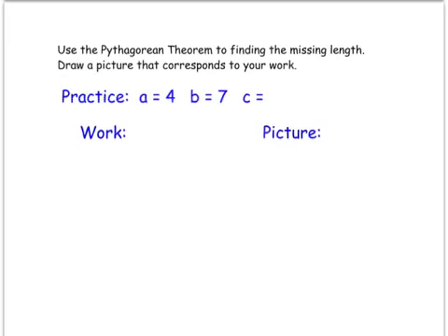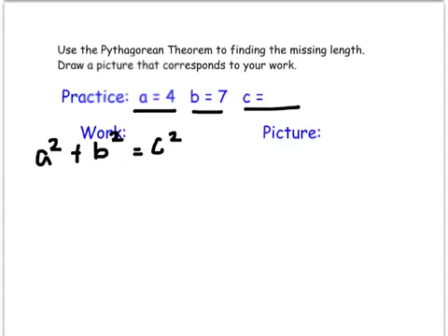Okay, so we're going to do another one. I have A is 4, B is 7, and C, I don't know. So my work, I'm going to go ahead and write my formula. A squared plus B squared equals C squared. Draw my fancy dancy picture.